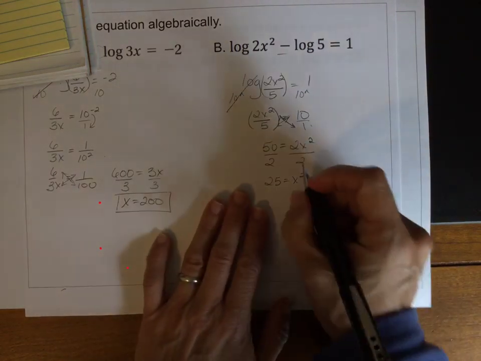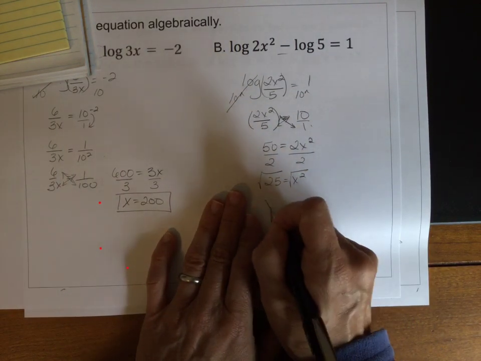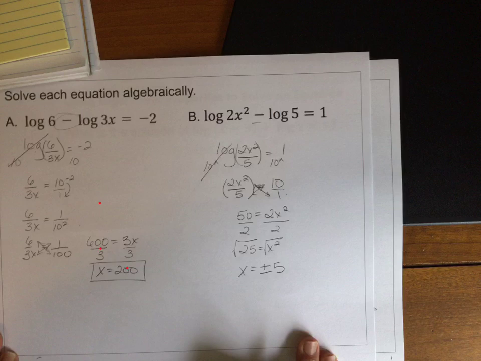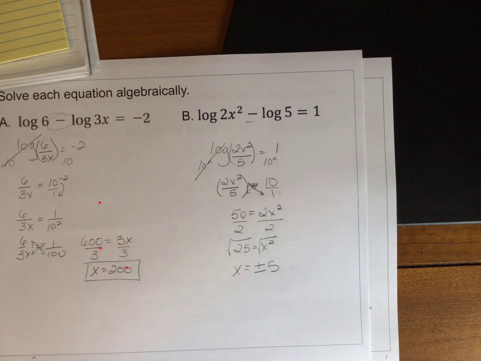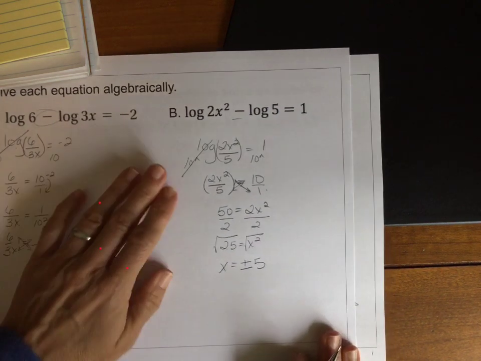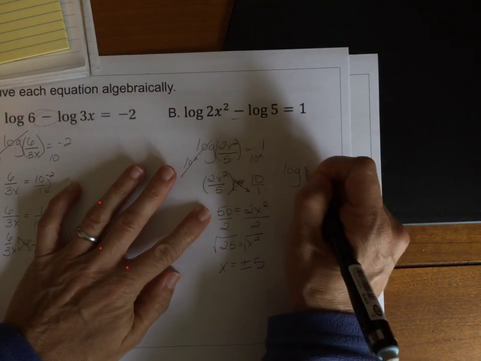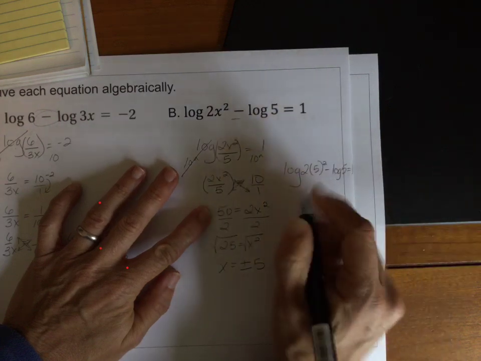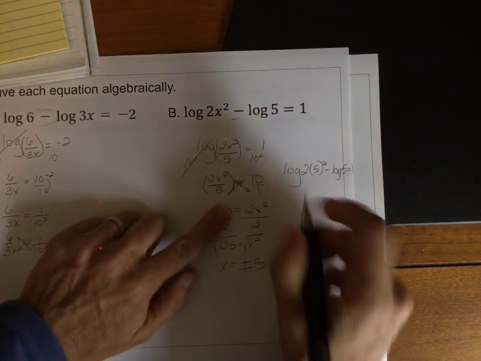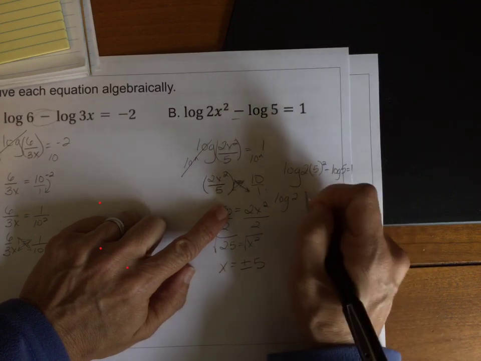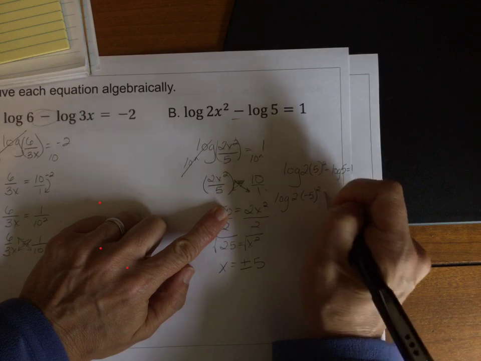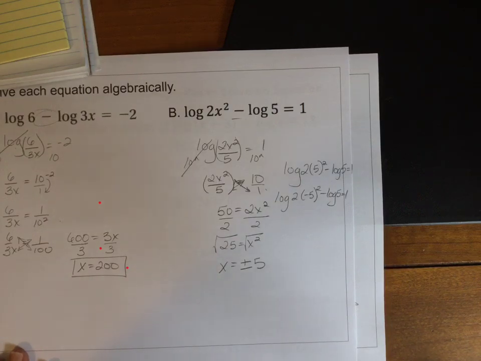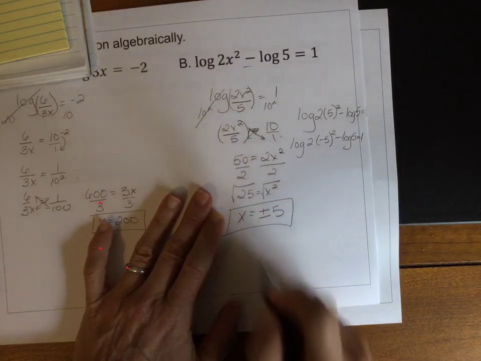Now to solve for x, I'm going to undo the square by square rooting. And don't forget here, this gives me a plus or minus 5. But can both of those work? So we would have to plug them into our equation and check. If I have log of 2 times 5 squared minus log of 5, that doesn't violate anything. I don't get any negatives. And then I try it again with the negative 5. And negative 5 squared also gives me a positive. So both of these answers work in this case.